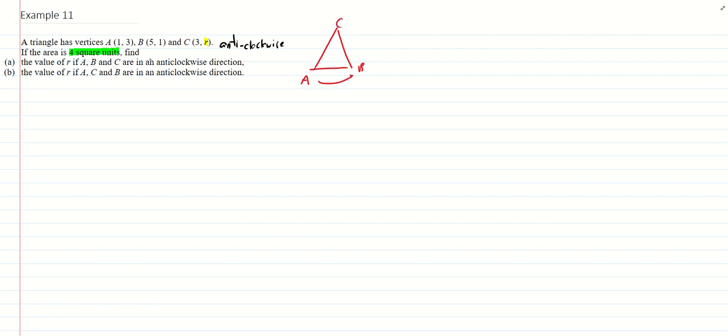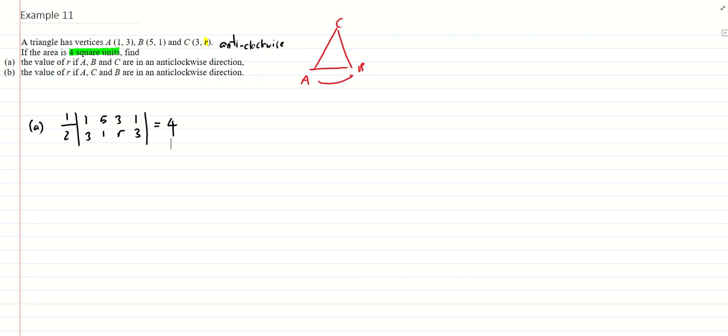So what we can do is use the shoelace method, put r in the shoelace method, and from there we can solve for r. So let's just quickly do up the shoelace method. If A, B, and C are in anti-clockwise direction, we will have half. Let's choose A as our starting point. So A will be (1, 3), B will be (5, 1), C will be (3, r), and we will go back to A, which is (1, 3). The area is given as 4 square units, so just put equals to 4. So what we need to do now is to expand this.